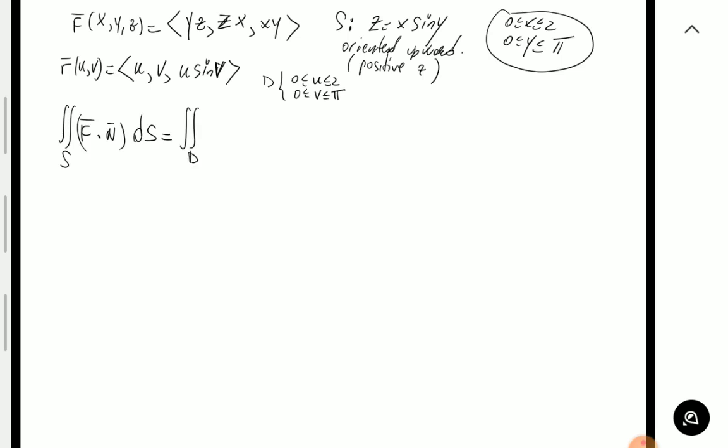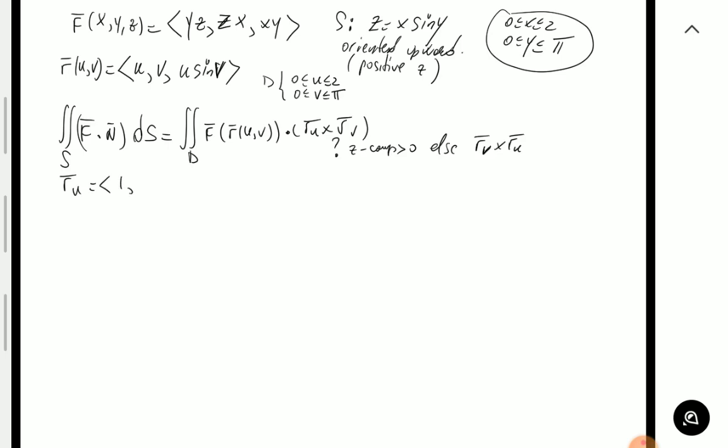Again, according to the definition, that's f of r of u, v dot r_u cross r_v. But I have to make sure that, like I said, the z component is positive. Otherwise, we're going to write r_v cross r_u. So let's see what we get for r_u.